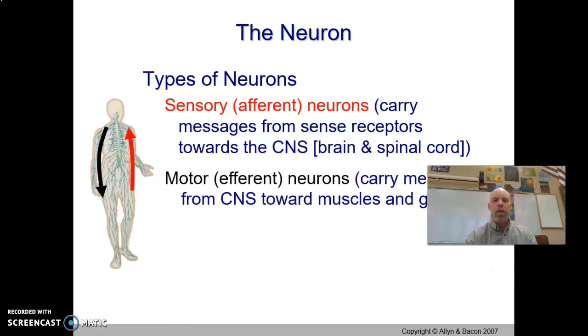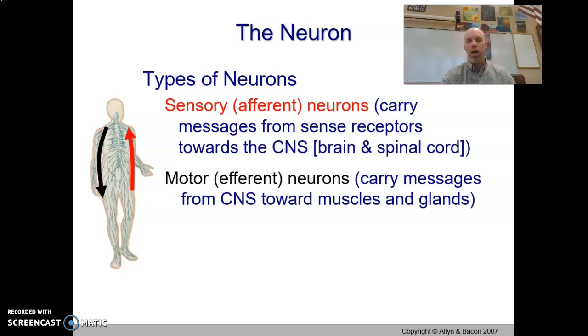So first of all is the sensory neuron. These neurons are going to carry messages from sensory receptors toward the central nervous system. Now, the central nervous system is the brain and the spinal cord. Okay, so I've got a desk right here. When I touch the desk, it's sensory neurons that are feeling the tactile response, that hardness of the desk. And those sensory neurons are sending messages back up to my brain and spinal cord saying, yes, that desk is pretty tough. You probably don't want to hit that desk very hard.